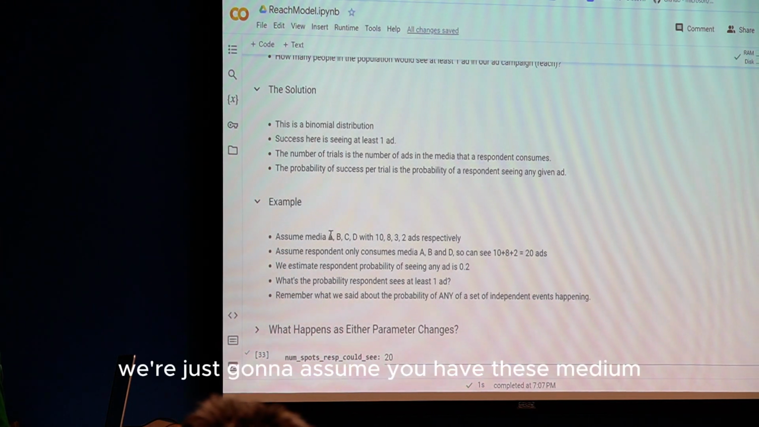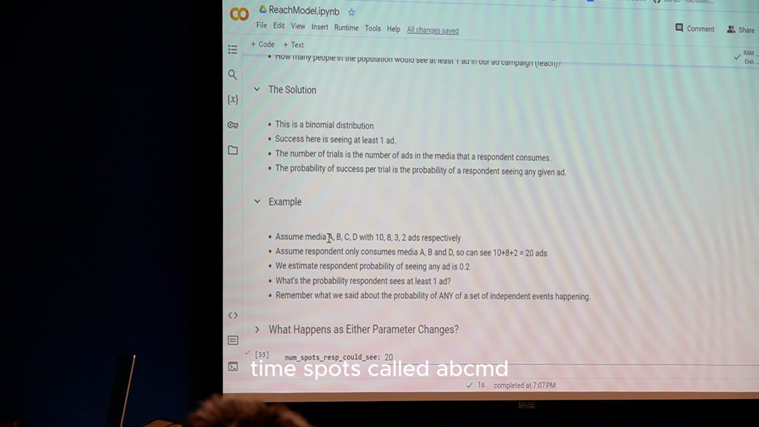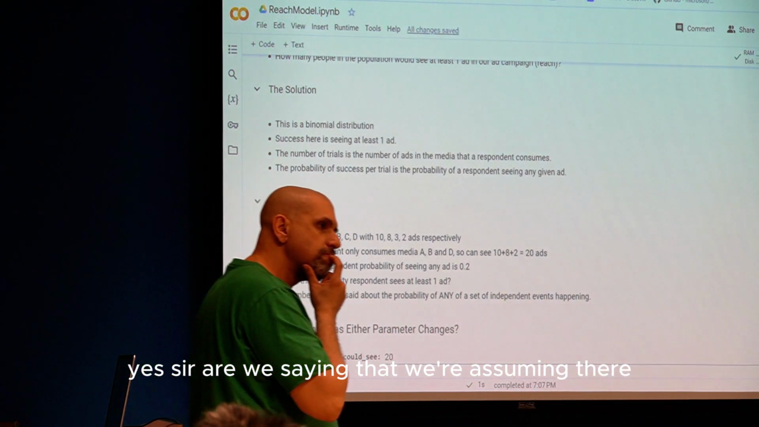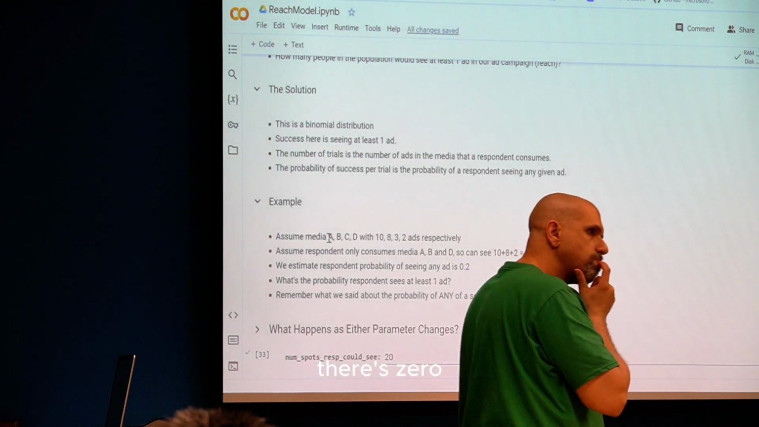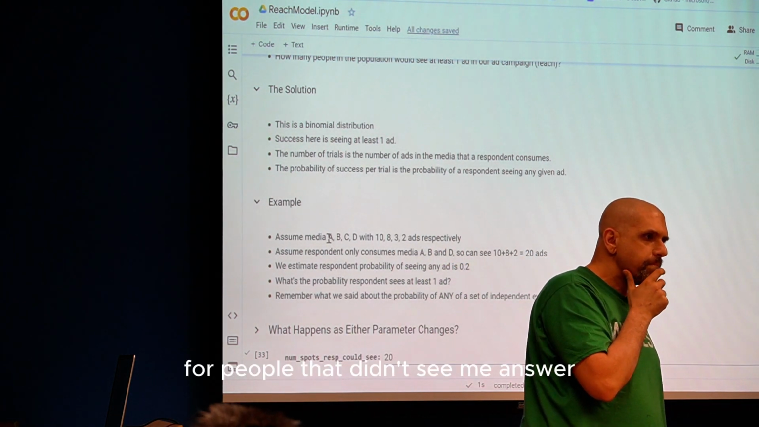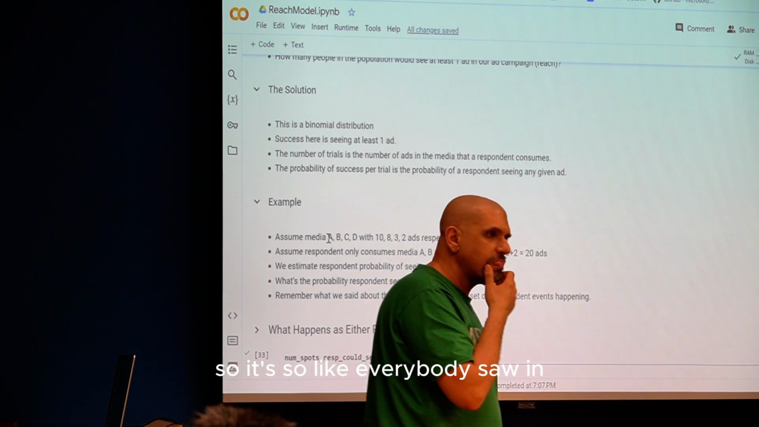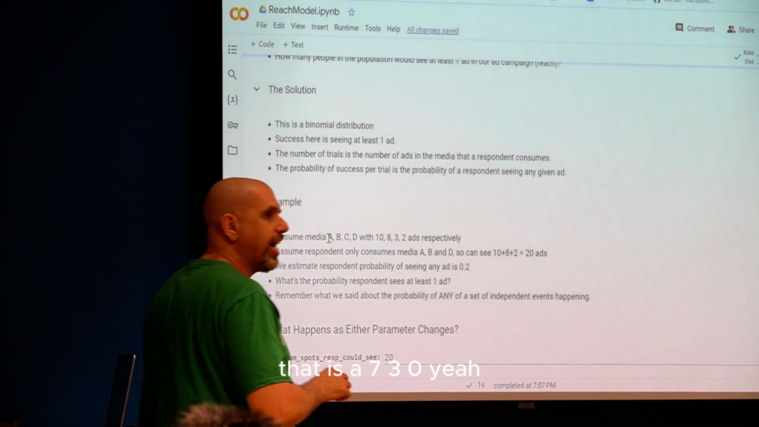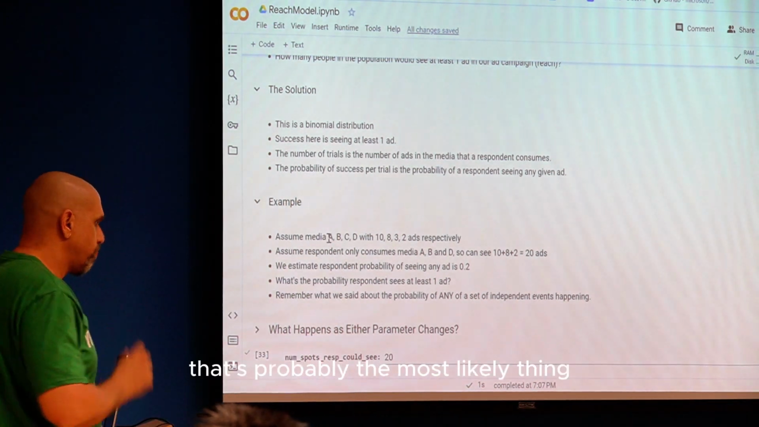So for example, we're just going to assume you have these media and time spots called A, B, C, and D. Yes, sir. So are we saying that we're assuming there's 0 for people that didn't see any ads? Or, so like everybody saw an ad, so it's always 1 at least? No, not necessarily. It could be 0. Yeah, it could be 0. In fact, that's probably the most likely thing.